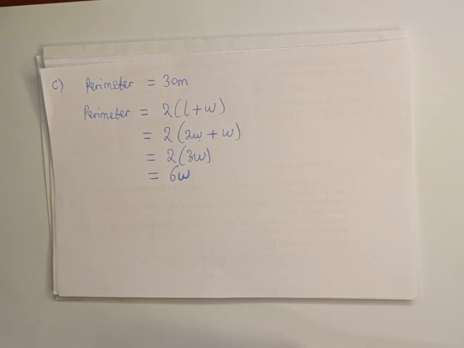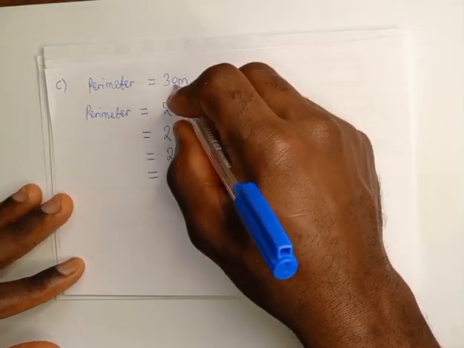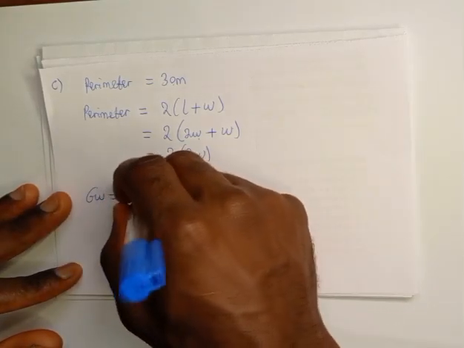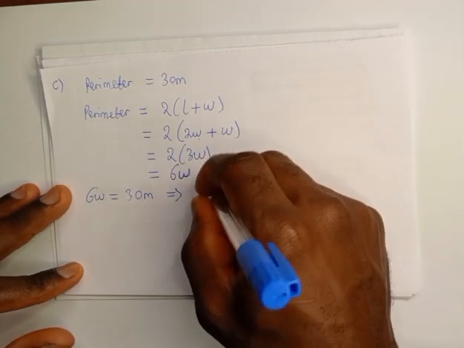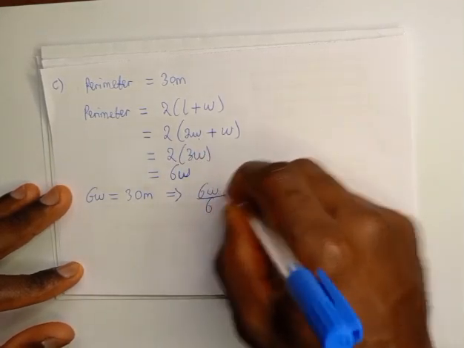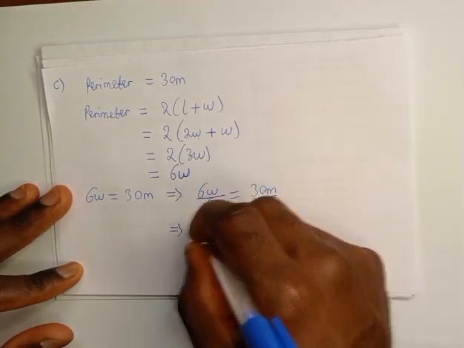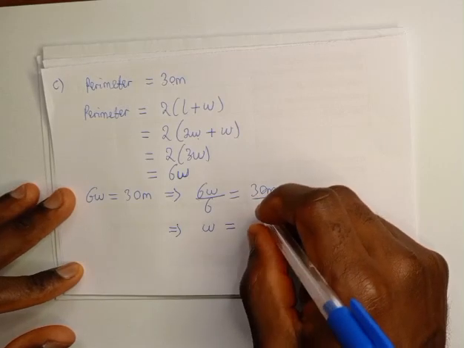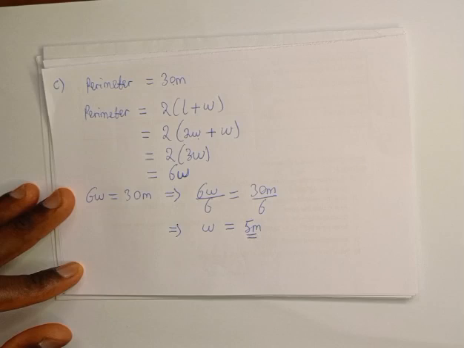Now, for us to find the length and the width, we are going to equate the perimeter 6W to 30 meters. Then if we divide both sides by 6, this will be equal to 30 meters divided by 6. And this will give us W to be equal to 30 meters divided by 6, which is equal to 5 meters. The width is 5 meters.